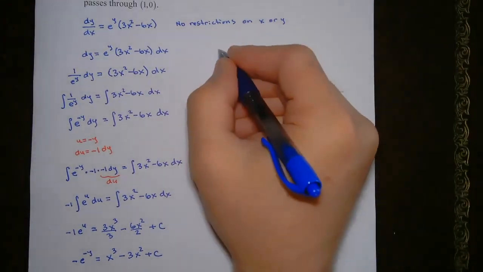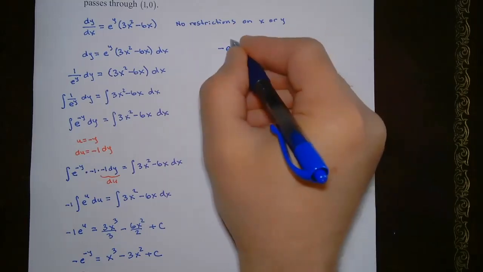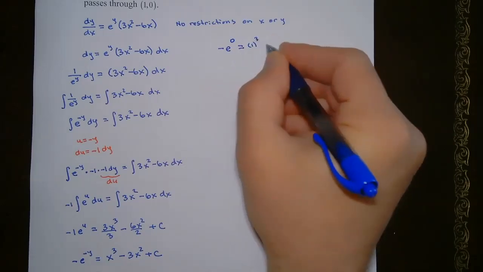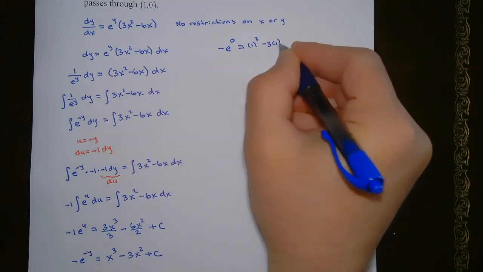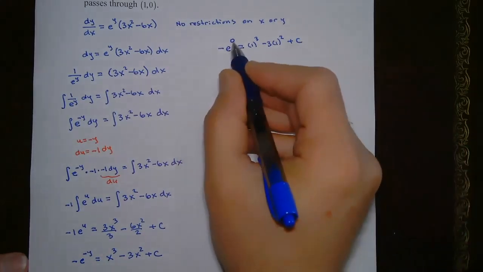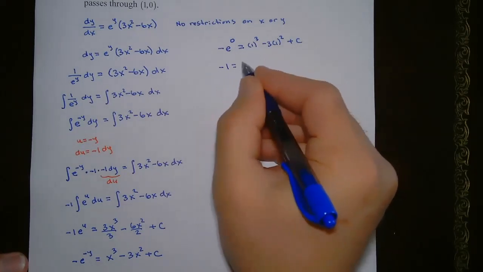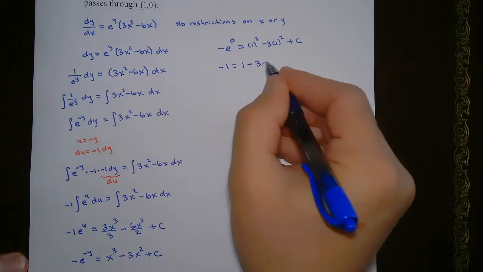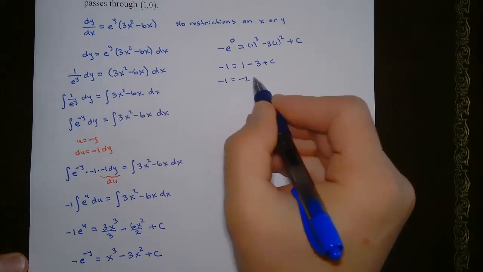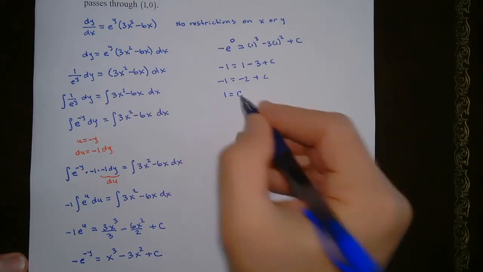But what we have is negative e to the -0, or that would just be 0 power, is equivalent to 1 cubed minus 3 times 1 squared plus your c. So e to the 0 is 1, so this left-hand side becomes -1, is equal to 1 minus 3 plus c. So that'd be -1 is equal to -2 plus c. And adding 2 to both sides, I get 1 is equal to c.